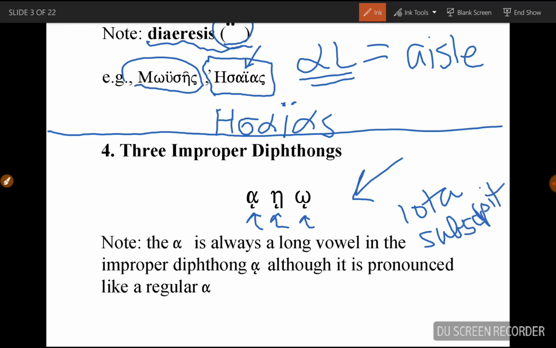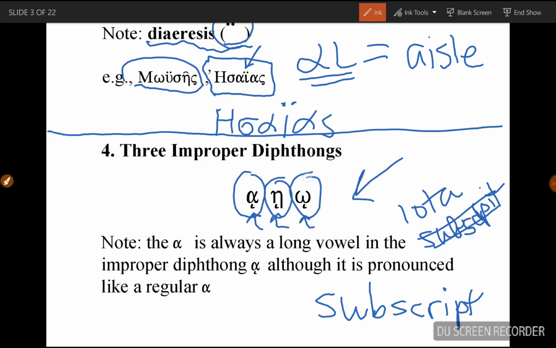Script. I'm not writing that correctly. Iota sub. There we go. That's better. Subscript. Sorry about that. Bad spelling. Okay. This is called an iota subscript, and it doesn't really affect the pronunciation at all. So this is still pronounced a, o. So notice that the iota doesn't affect the pronunciation.